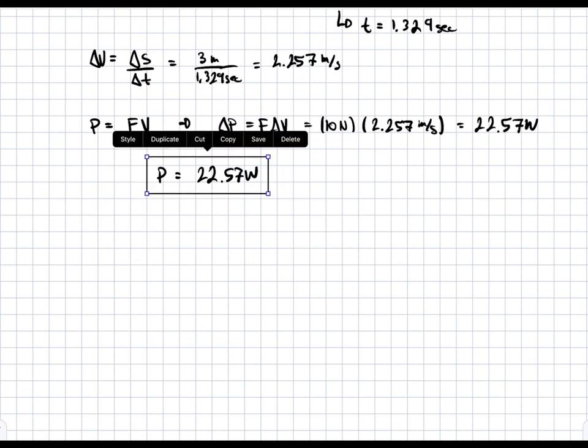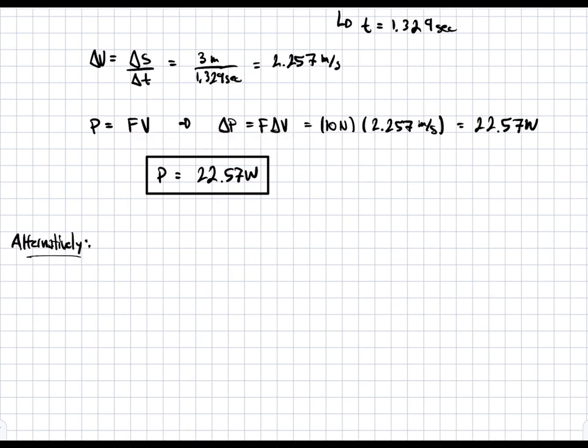Now, there's also an alternate way of solving this question, which might be easier and more intuitive. So alternatively, we have that power is equal to some work over some time. Now the work is the work that you put into the system. So in this case, it will be a force times a distance. And this is the force applied, which is 10 newtons, times the distance of 3 meters. So if we do this, we get 30 joules. So we expend 30 joules. And the time in which this takes place, we've already found it, 1.329 seconds.